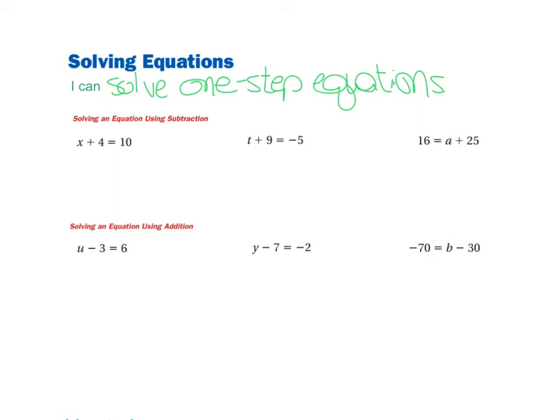Your first goal is to isolate the variable. We want to get the variable all by itself. We want that variable to be alone. X equals, Y equals, whatever.